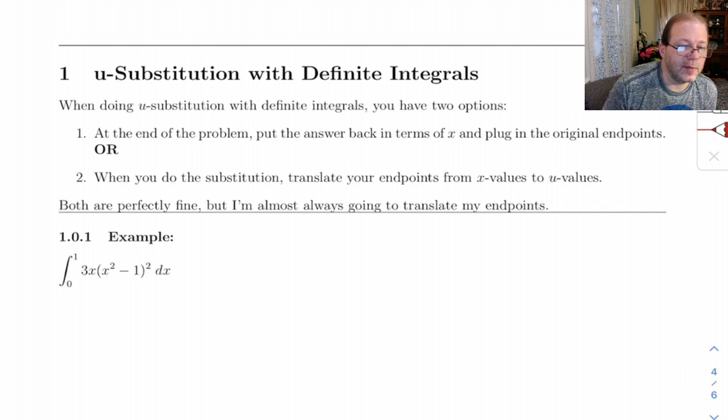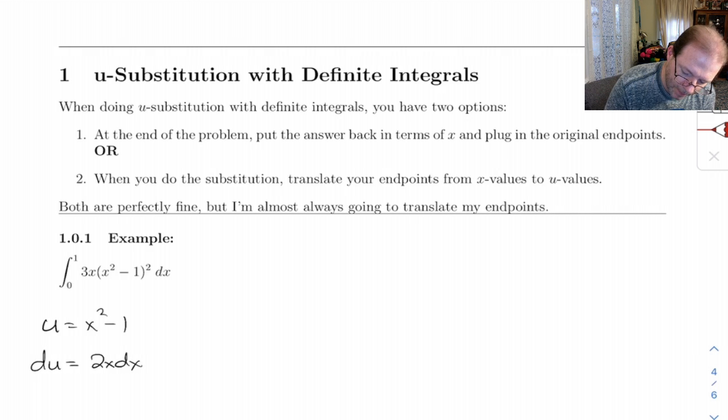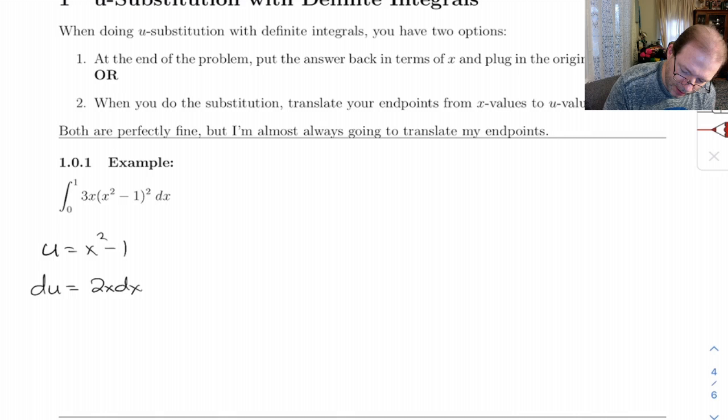So let's look at this example. On this one, I'm going to let my u be this. So let's see, u is going to be x squared minus 1. du is going to be 2x dx. And 1/2 du is going to be x dx.